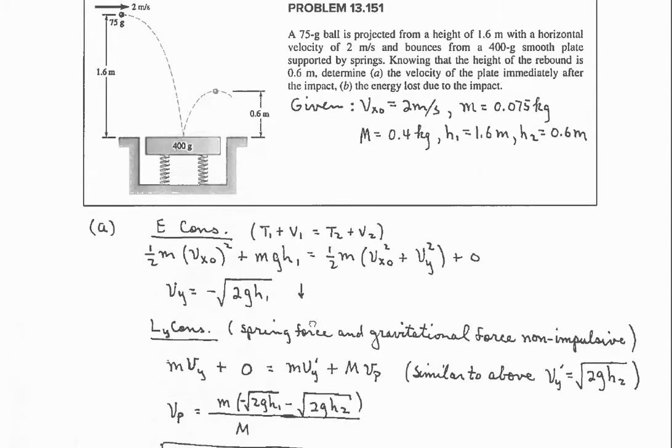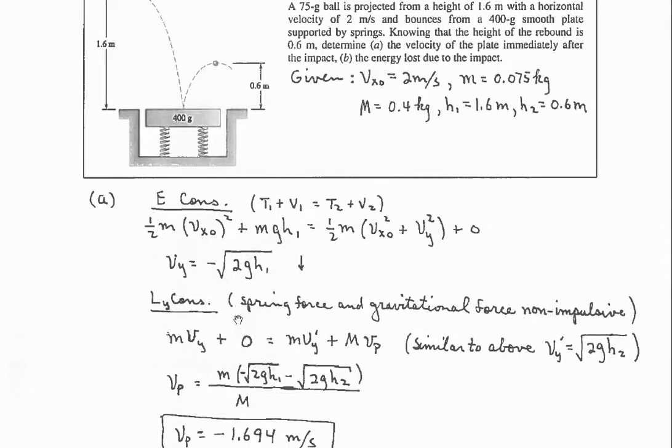Now we're going to use conservation of momentum next, and we can do that because the spring force and the gravitational force are non-impulsive. And so we basically have a system of ball and plate without any external forces acting on that. And that's why we can conserve momentum in the y direction. So we have the ball coming in with m times Vy plus the velocity of the plate, 0. The final velocity after the contact is made, we're going to call the final velocity of the ball Vy prime. And then m times Vy prime is this momentum. And then the momentum of the plate is capital M times the velocity of the plate.